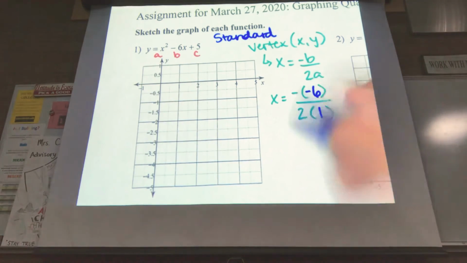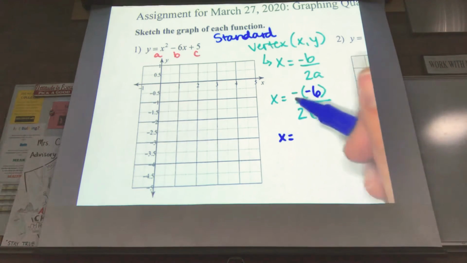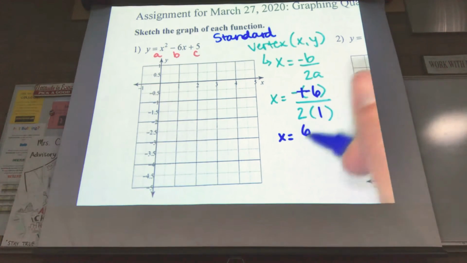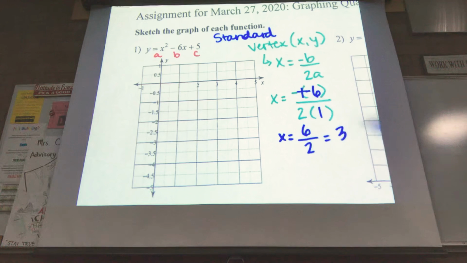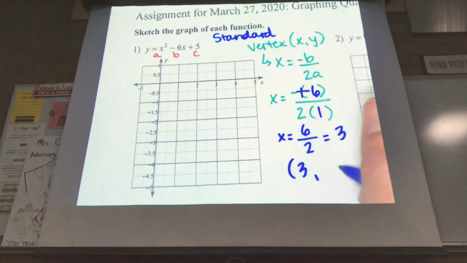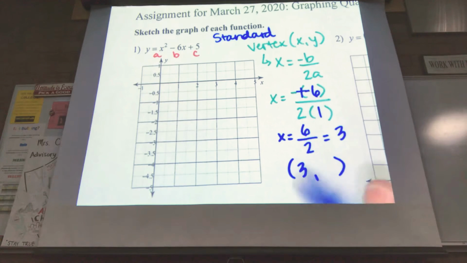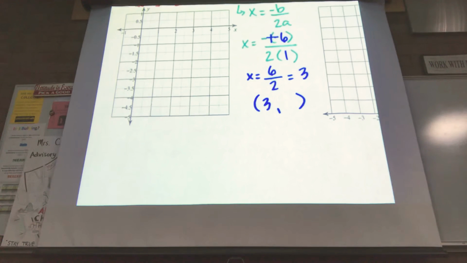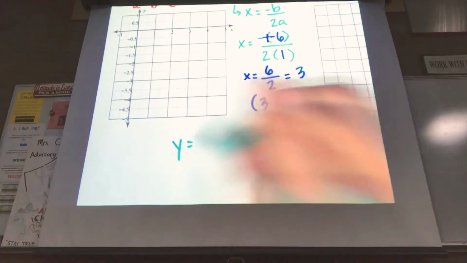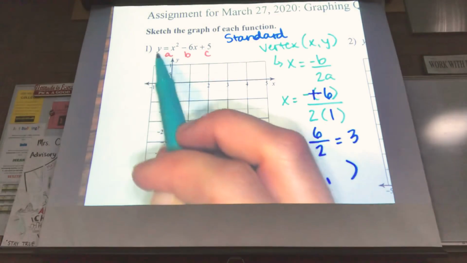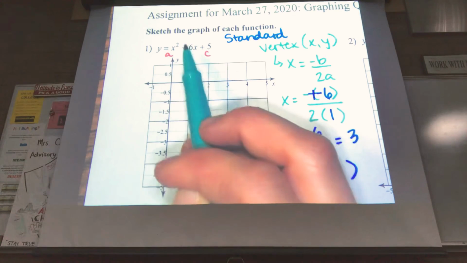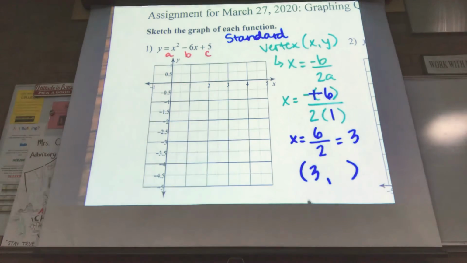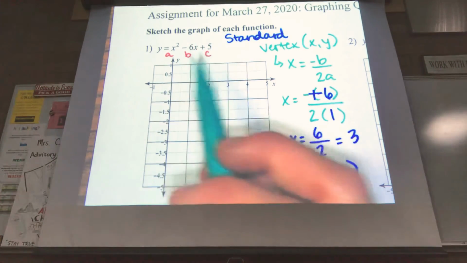Now we can start simplifying. x equals double negative on top, that actually turns into a positive 6, over 2 times 1 on bottom. 6 divided by 2 is 3. So the x part of our vertex is 3. We still don't know the y part, and that's what we're going to solve right now. Notice right up here it gives us y equals something. Well, we now know what x is, so we're going to plug in 3 everywhere we see an x in our equation.